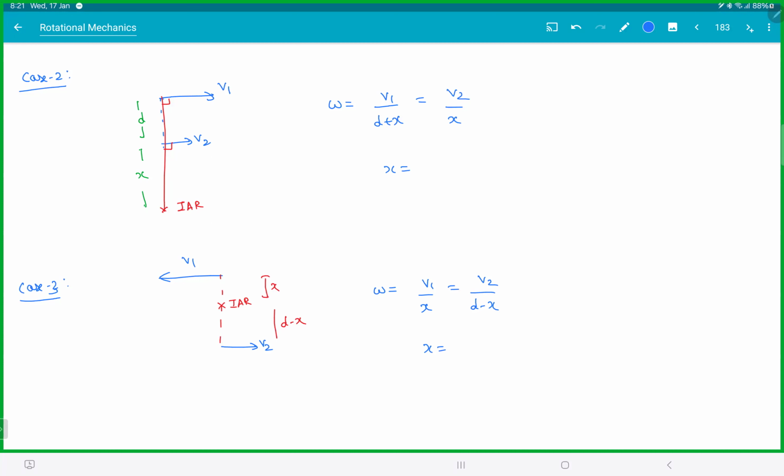Check it out. Clear with this, everyone? That is about IAR. IAR is especially useful when you talk about energies. Clear? Can I go ahead?